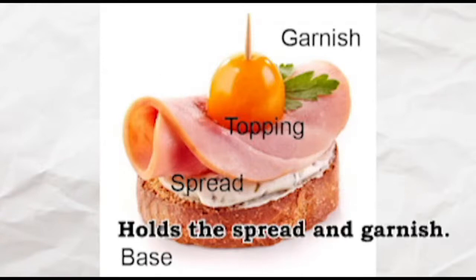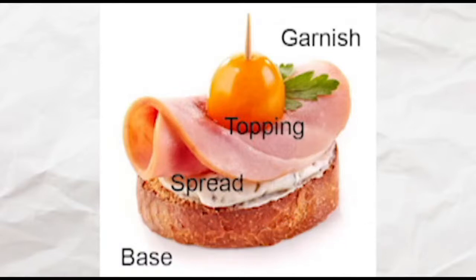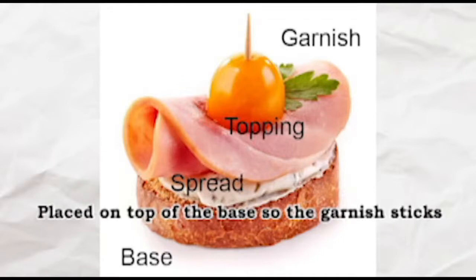The base holds the spread and garnish. Crackers and toast are firmer and give a pleasing texture and crispness to the canapé. The spread is placed on top of the base so the garnish sticks to it without falling off.